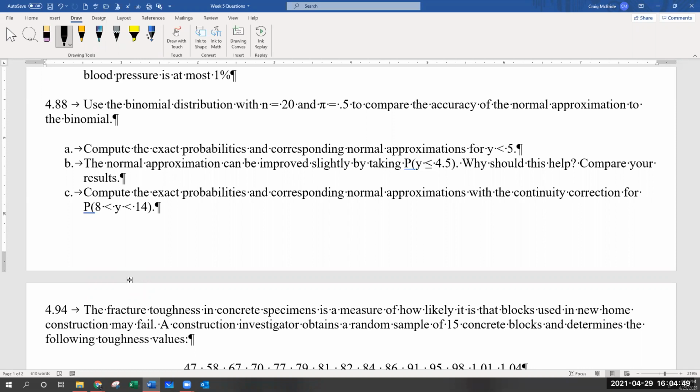All right. So then I went to the next one, the corresponding normal approximation for y less than 5. I must be crazy, but I got 99%.